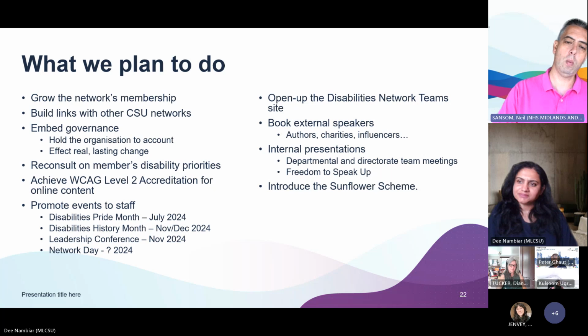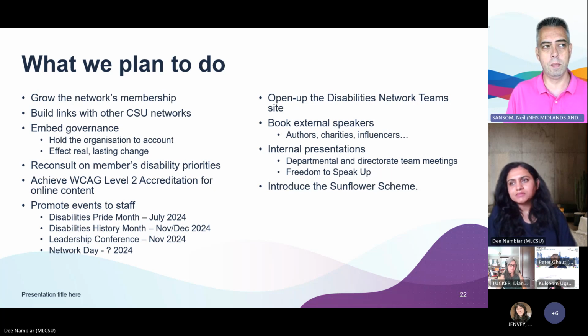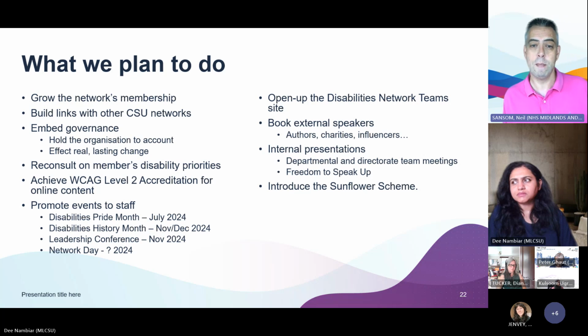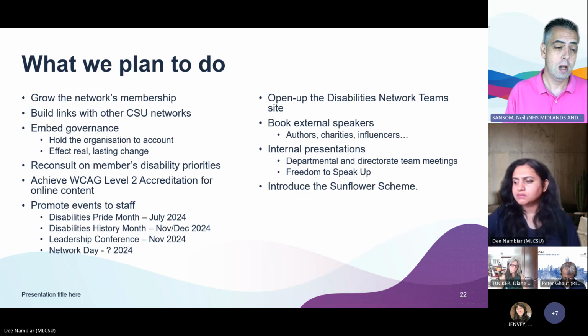So what we're thinking about there is, okay, can we link up with the other CSU staff networks? What can we learn from them? Can we cooperate on things? Can we get bigger and better bookings in terms of the presenters who come to us? They don't come cheap, so can we share budgets? What can we do to work together, share the resources, and have a bigger and better impact?